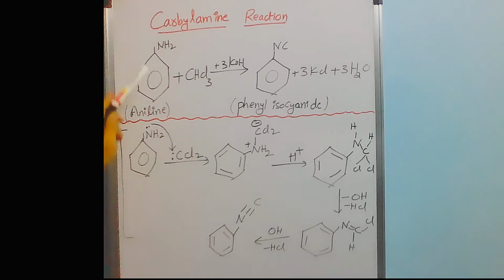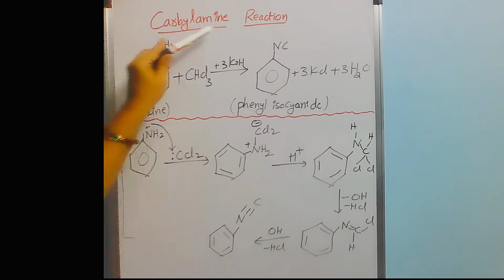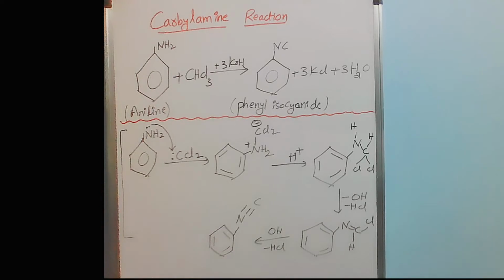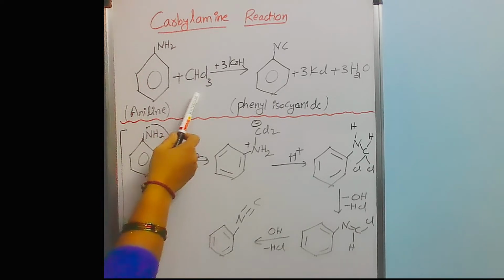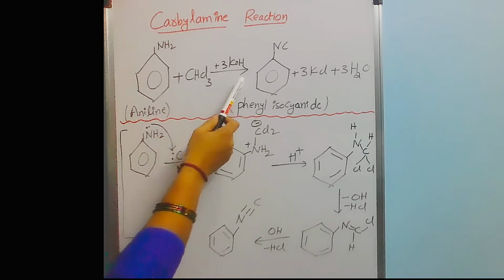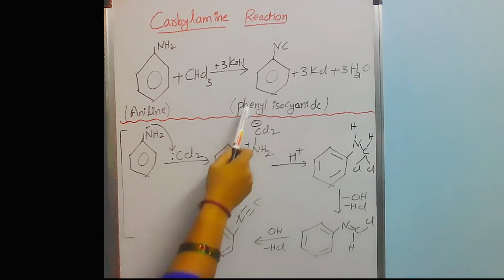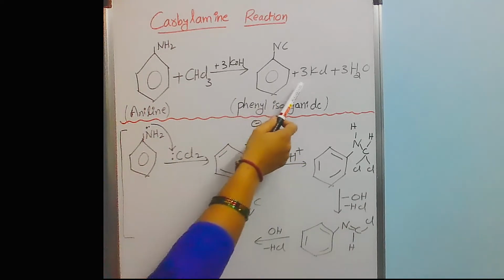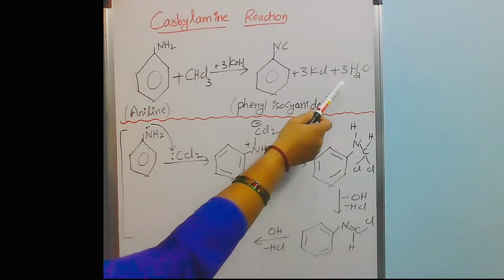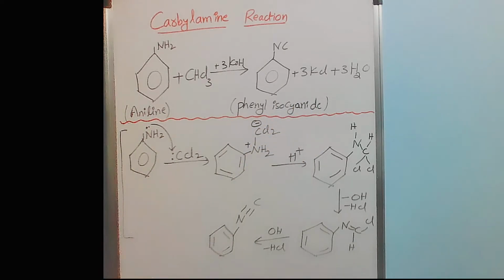Hi everybody, in this video we will discuss the carbylamine reaction. So let us see. Aniline reacts with chloroform in the presence of 3 molecules of potassium hydroxide, and we get phenyl isocyanide and 3 molecules of potassium chloride plus 3 molecules of water. Okay, so let us see how the mechanism takes place.